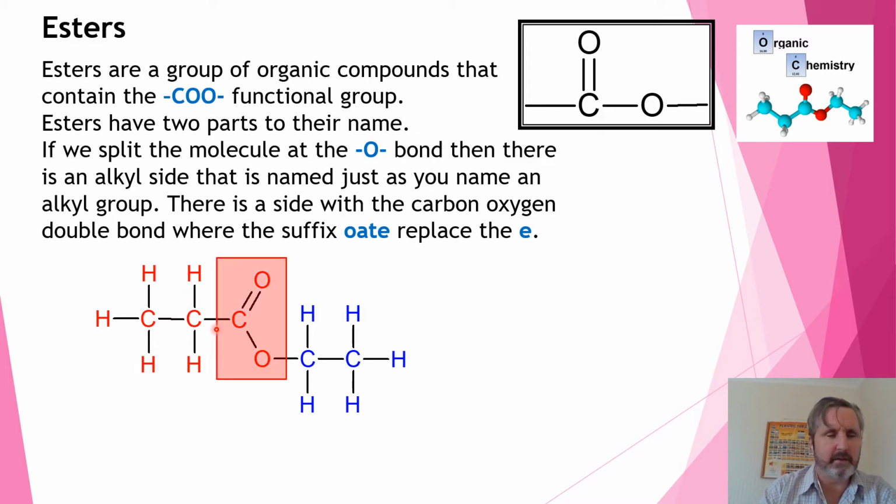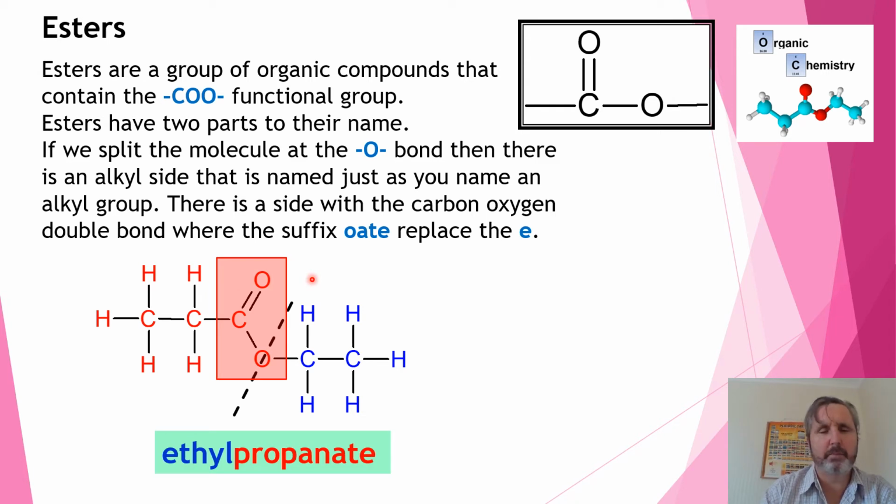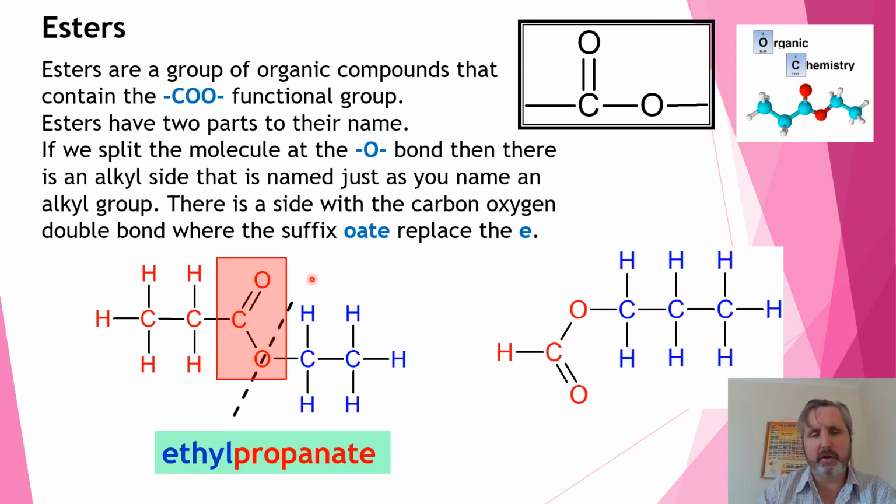So how we name this is, our functional group is going to be something-yl, something-anoate. So in this case, there are 1, 2 carbons on the acid side and 1, 2, 3 on the OH side, so this is ethyl propanoate. Ethyl propanoate. Let's have a look at another one.